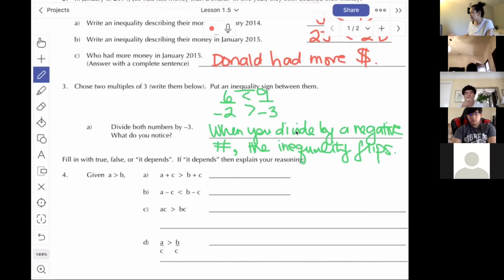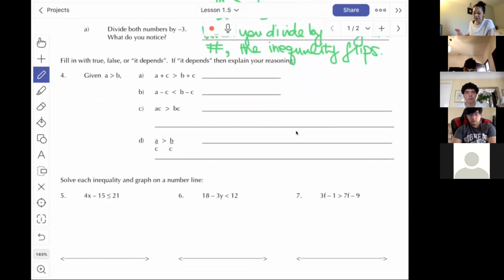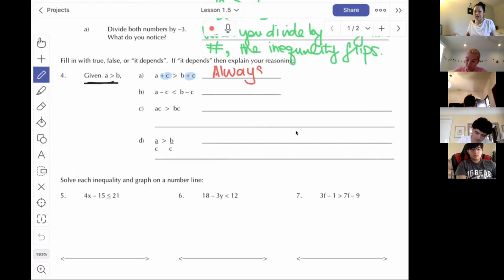Okay, so with all those examples, we have these principles for inequality. So true or false, or it depends. For number 4, if you're given that A is greater than B, and you add C, a constant, to both sides, then A plus C is always going to be greater than B plus C. Should always be true.